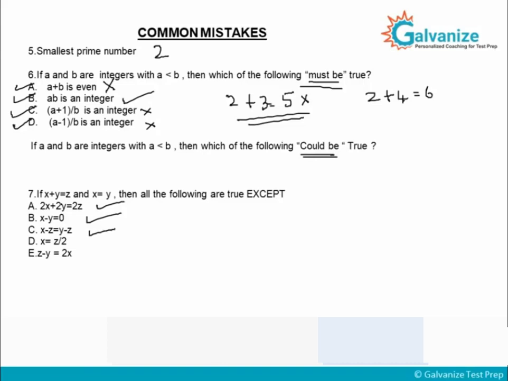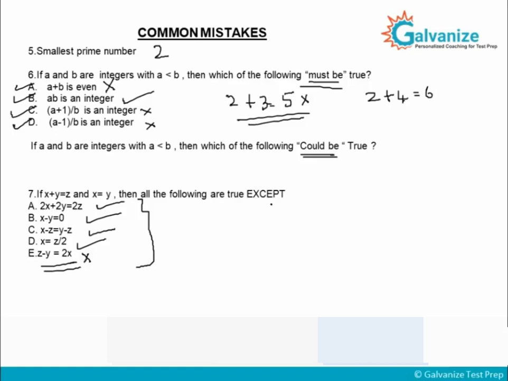Since x is equal to y, substitute it here, you get 2y is equal to z, or 2x is equal to z, and x is equal to z by 2, also right. But z minus y is equal to 2x, right? Can z minus y be equal to 2x? No, z minus y is equal to x, so this is wrong. But then, which is the correct answer here?